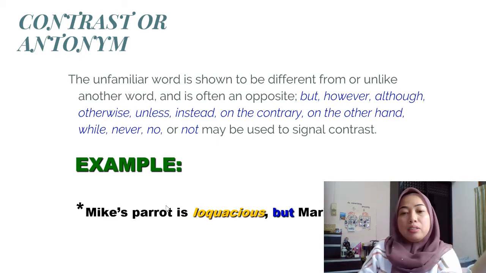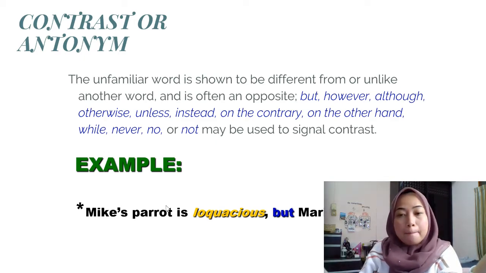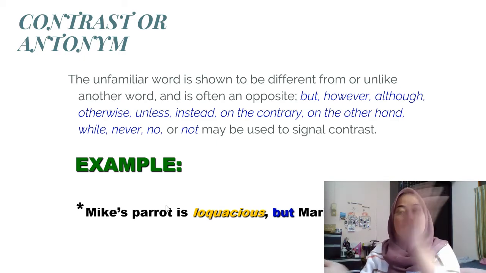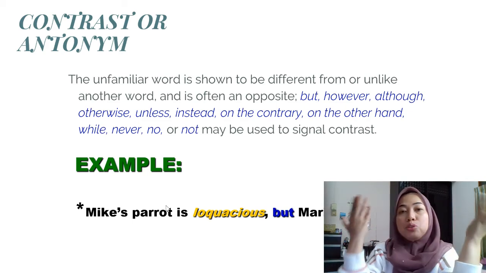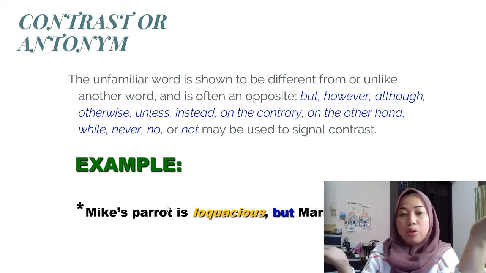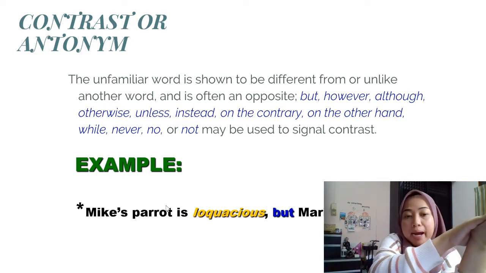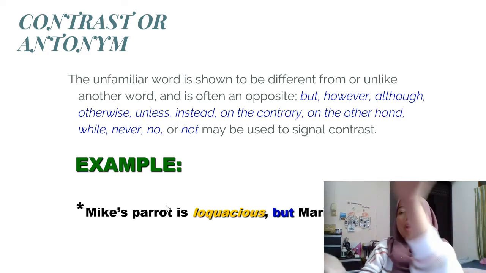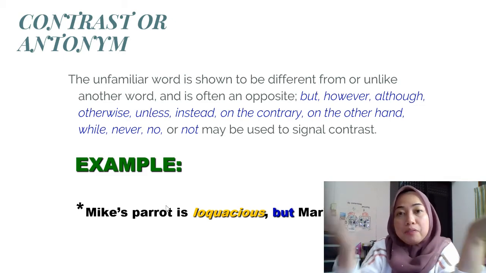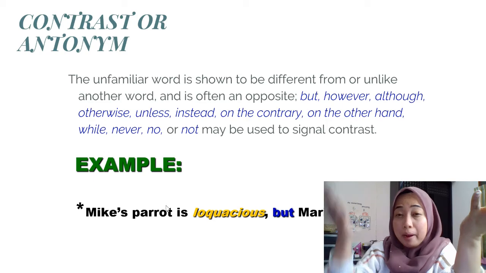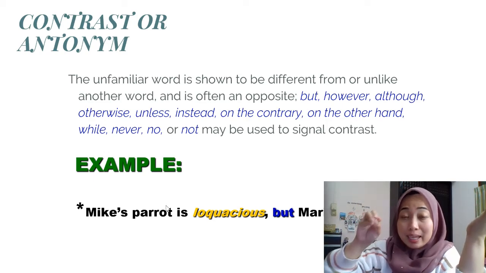Mike's parrot is loquacious, but Maria says very little. So what we can see here, we have two contrasting things. We have the first one that is Mike's parrot, and another one we have Maria's parrot. So we have two different parrots. I'm pretty sure you guys know parrot. It's the bird that imitates sounds.